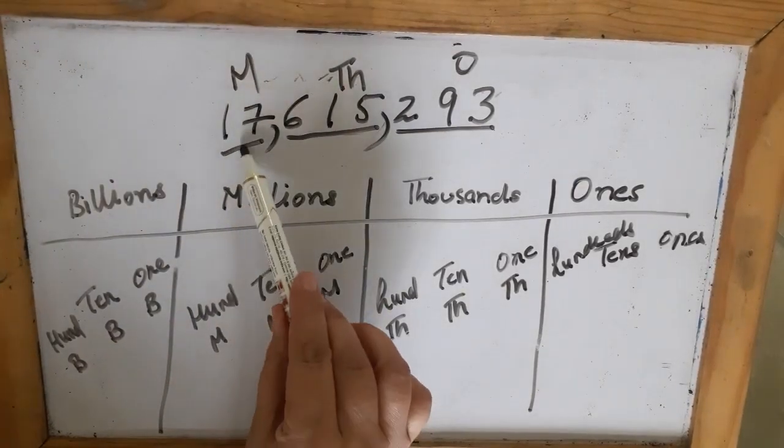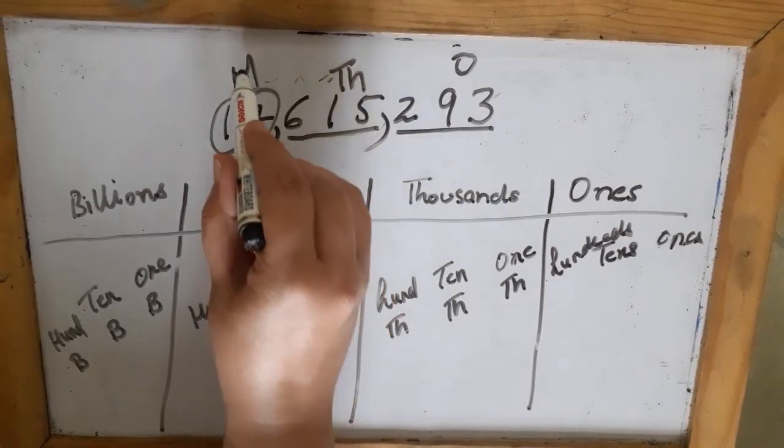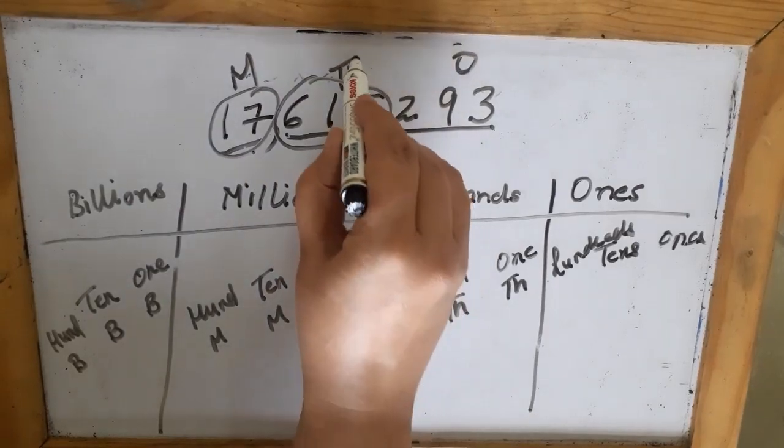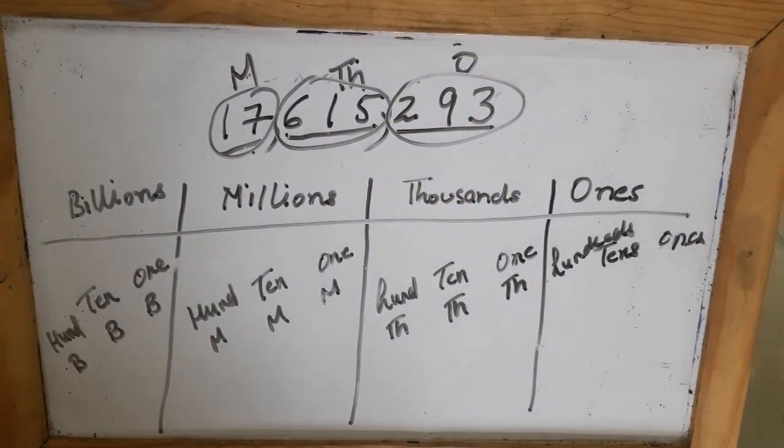Now how will I read this number? I will say 17 millions. This I will read together, 17 millions. Now these 3 together, 615,000, and 293. Again this number becomes 17 millions, 615,293.